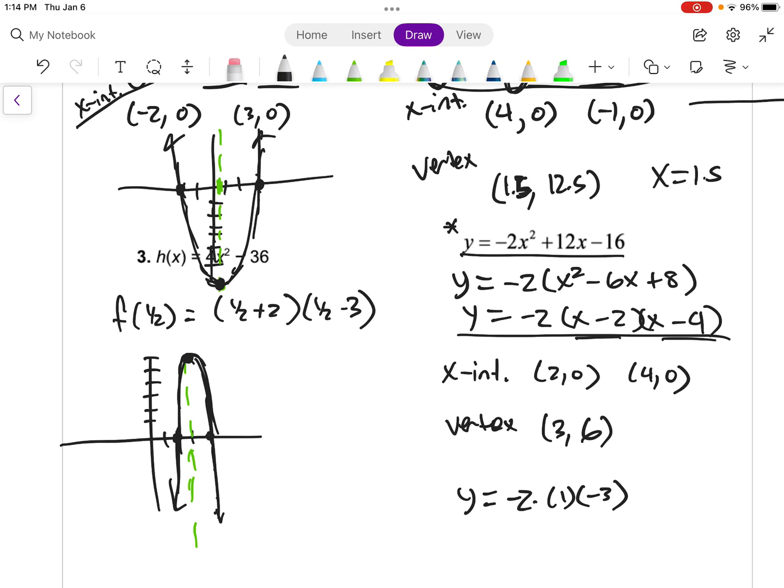Okay, so if you're asked to find x-intercepts, you want it in factored form. If it's already in factored form, great. You can look at it and tell what the x-intercepts are. If it's not, you're going to have to factor it first.